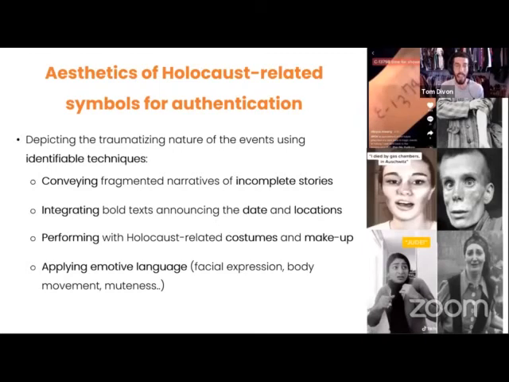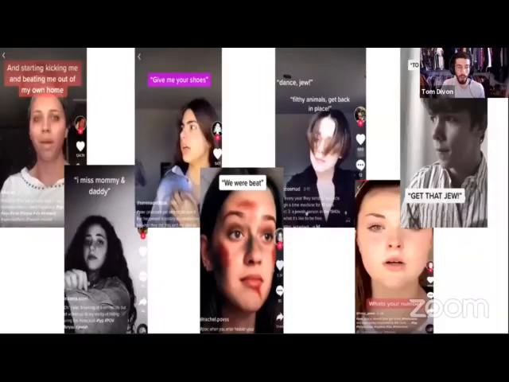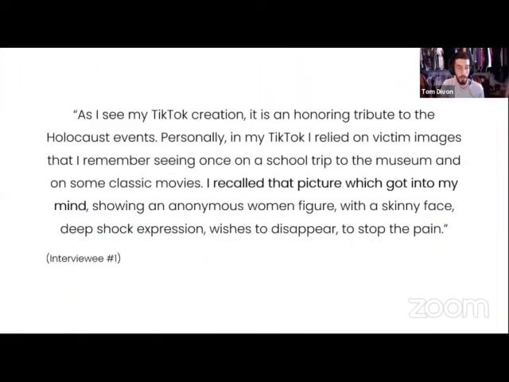At last, their lack of human voice, wrapped within the contrasting musical experience, communicates high volumes of the victim's feeling of helplessness. So what can be seen as an empathic way to remediate prosthetic memories can find support in one of our interviewees saying that she recalled the Holocaust picture which got into her mind, showing an anonymous woman figure with a skinny face and a deep shock expression, wishing to disappear to stop the pain.